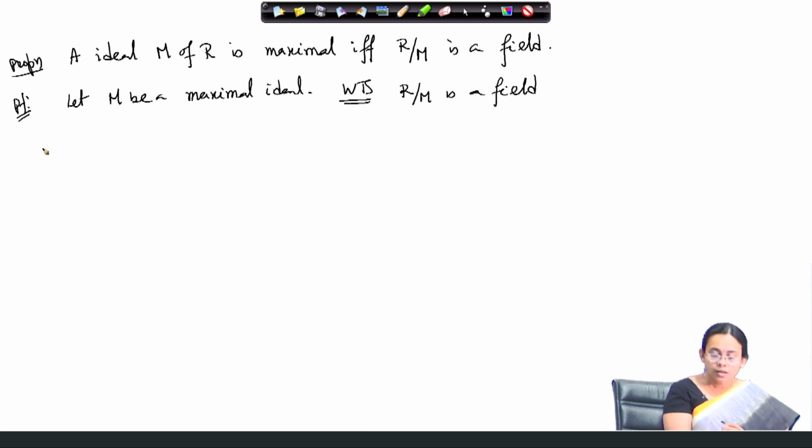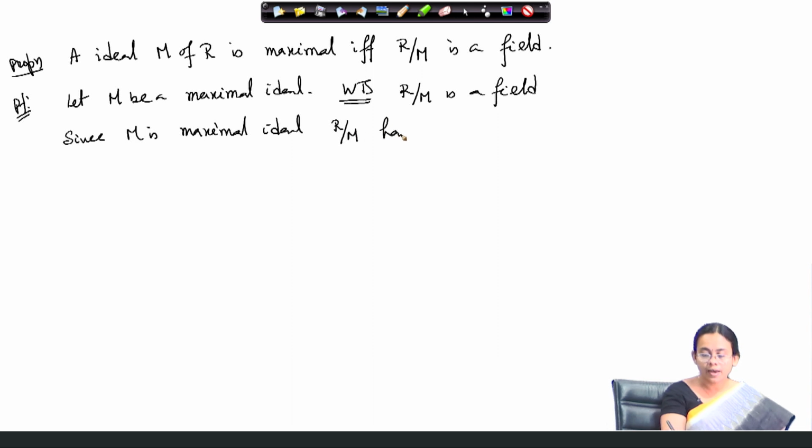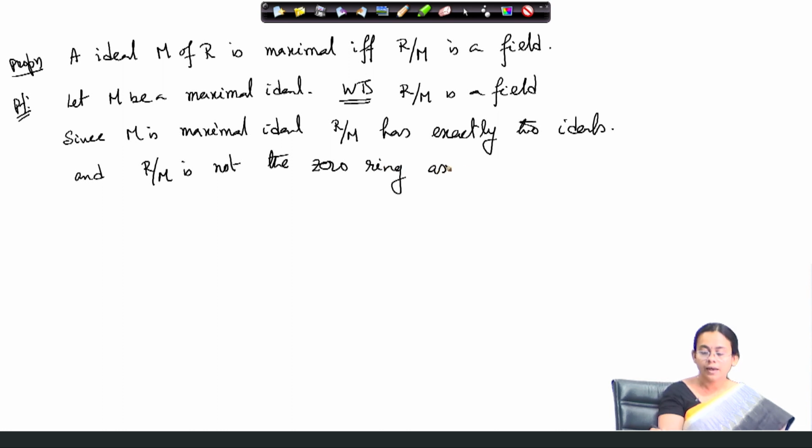So, since M is a maximal ideal, that will imply that R quotient M has exactly two ideals. And we have also seen that if you have a non-zero ring which is having exactly two ideals, then it is in fact a field, that we have already shown. And this is also a non-zero ring because M is a proper ideal since it is a maximal ideal. So, R quotient M has exactly two ideals and R quotient M is not the zero ring, as M is not the whole ring.